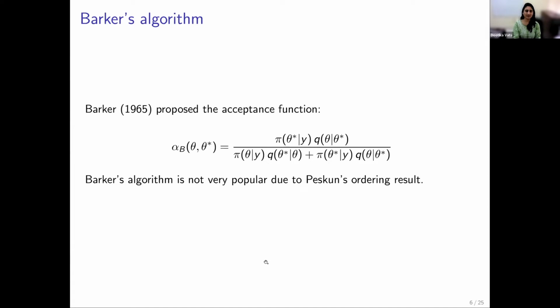So Barker in 1965, mainly in the physics and chemistry literature, proposed a different acceptance function. That acceptance function was called Barker's acceptance function, which basically said instead of doing the min of 1 comma the ratio, you can do something that's essentially a by a plus b, or pi times q divided by pi times q plus pi prime times q prime. Now, this also is a valid acceptance function. It also renders pi to be the target, the Markov chain to be pi invariant. But Barker's algorithm is not very popular.